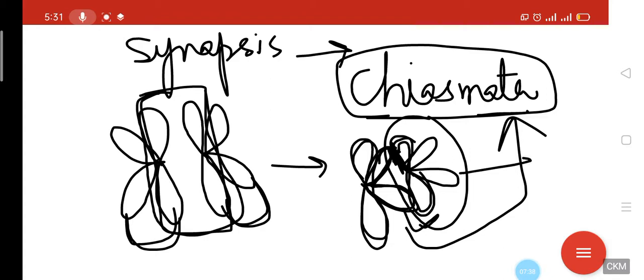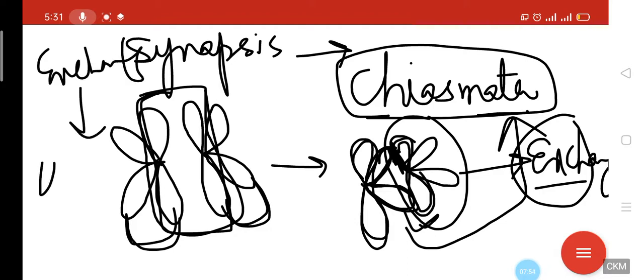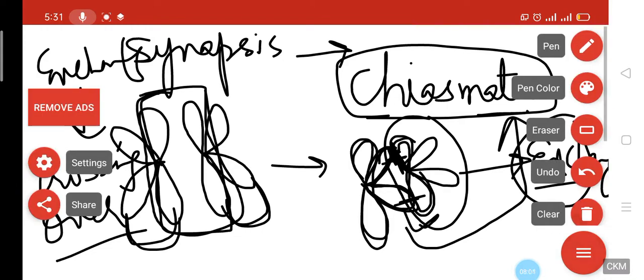After the formation of the chiasmata, the chromosomes are going to exchange their genetic information. These both are going to exchange their genetic information, and this exchange of genetic information will be known as crossing over. This exchange of material will result in genetic variation. Let me explain in much more detail what is happening.